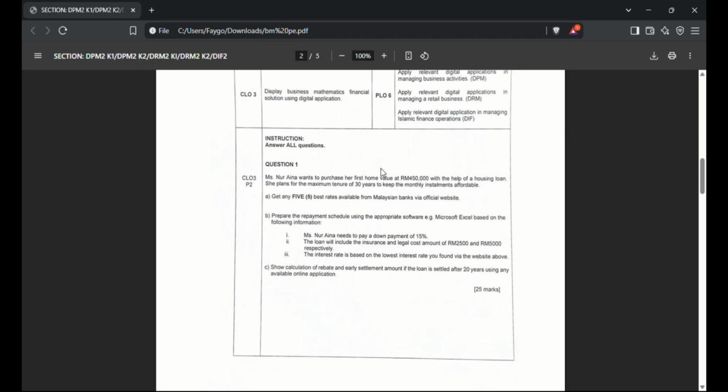Okay, so hello, today I will teach you how to do question 1B and 1C. For question 1B, prepare the repayment schedule using the appropriate software, Microsoft Excel, based on the following information. Let's move to information 1, which is Miss Aina needs to pay a down payment of 50%.